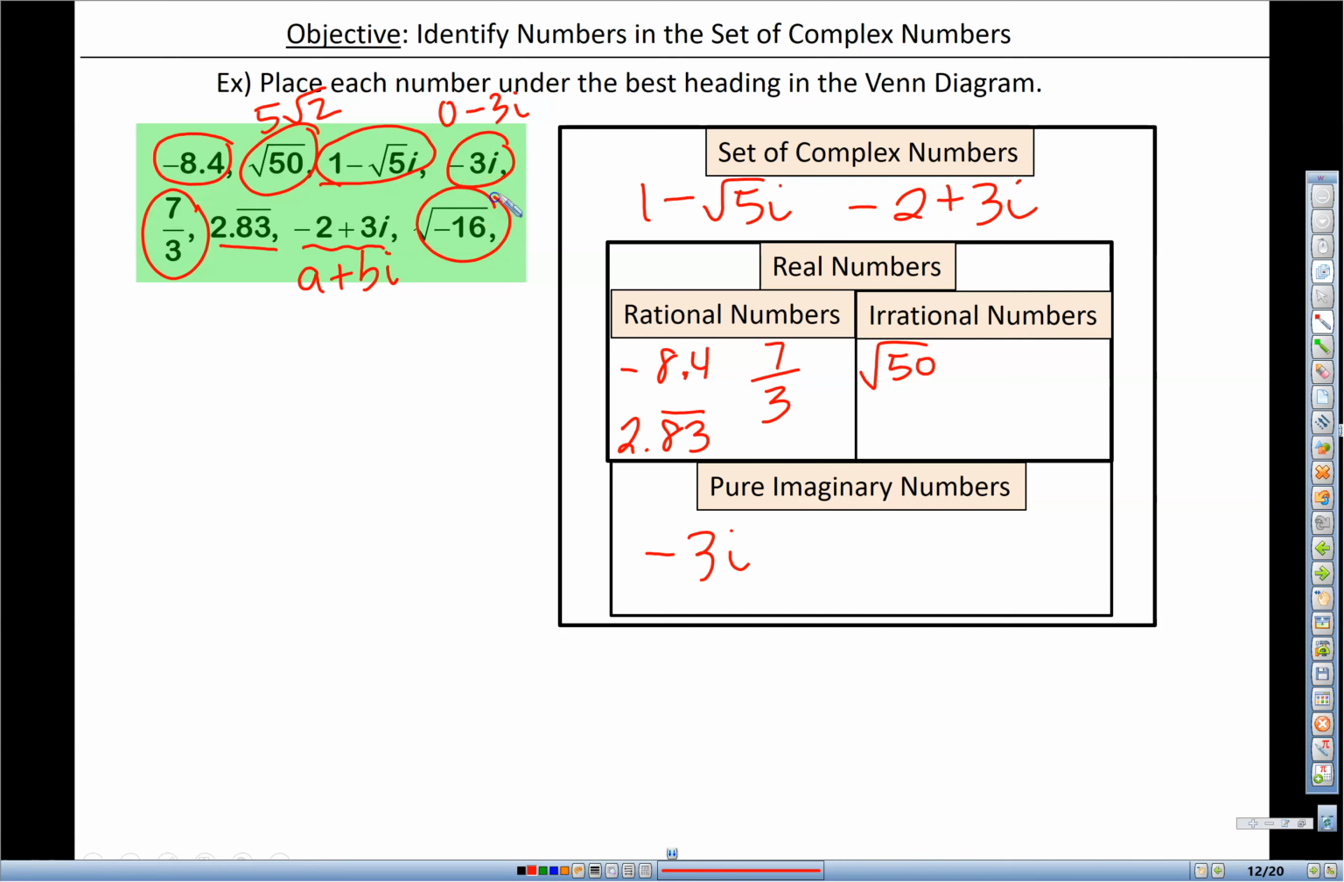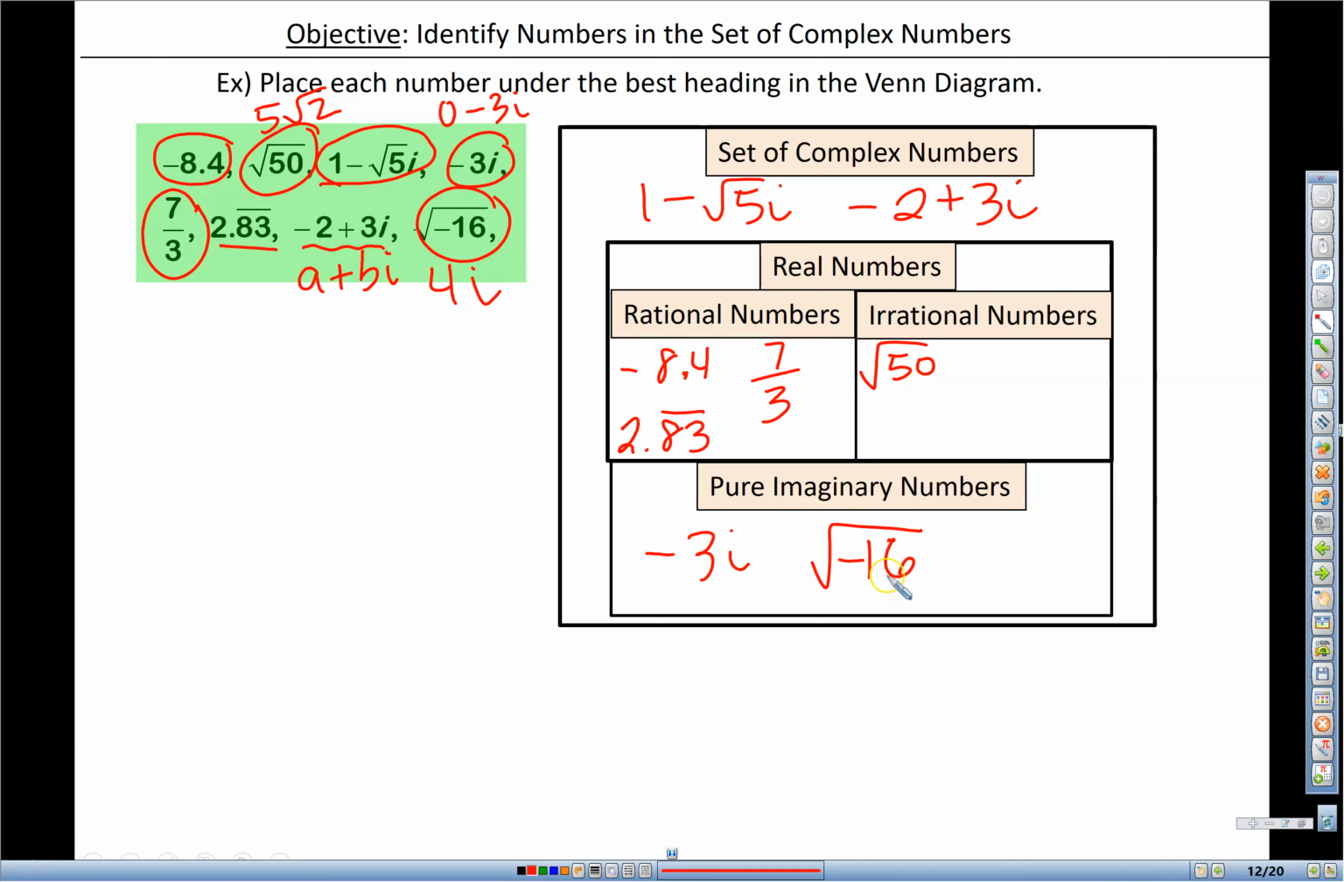And then our square root of negative 16. We have to realize that in simplified form, because it's the square root of a negative number, it's going to involve i. This would be the square root of 16 times the square root of negative 1, which is 4i. And so the square root of negative 16 would go here.